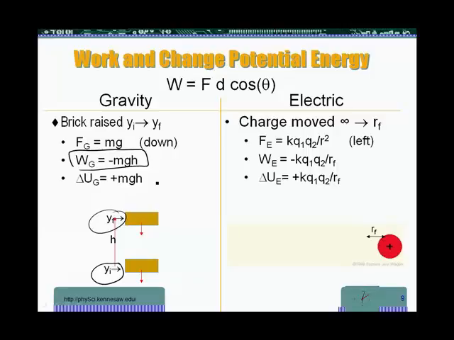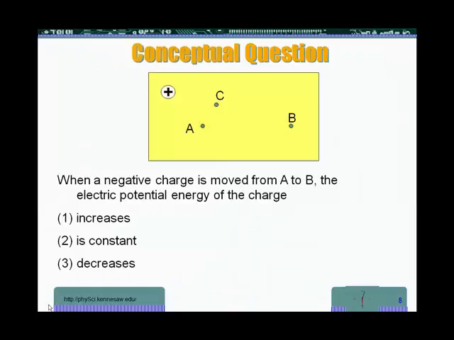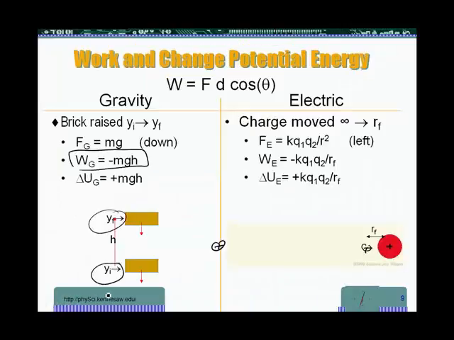Now, in the case of an electrical force, if we are going to bring a charge from very far away to a position rf away from this charge. Let me go back into the page to get the monkey to move. Okay, there's the monkey bringing us the charge. Okay, now, the charge was moved from very, very far away to a position rf away from the other charge.